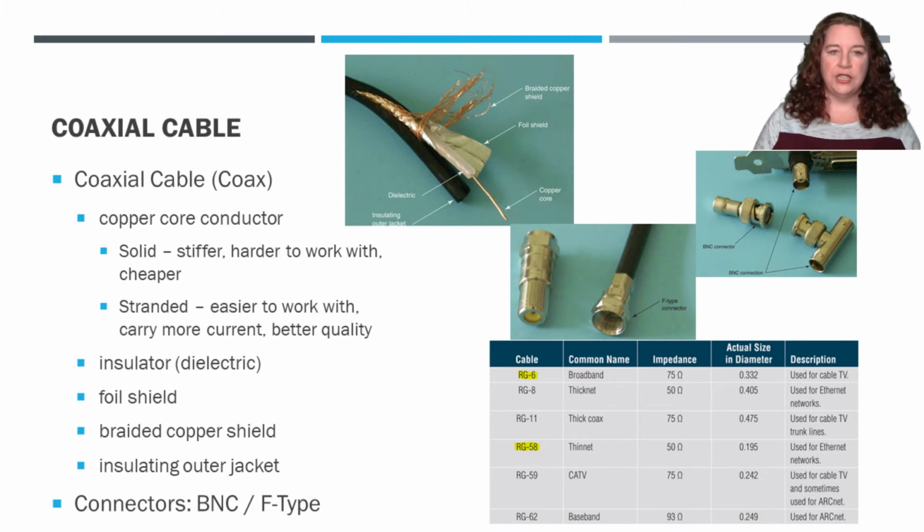Finally, after our shield, we have our insulating outer jacket. That's the black part of the imagery here. It's the jacket that we put on the outside to make sure that, again, everything stays insulated and included inside.